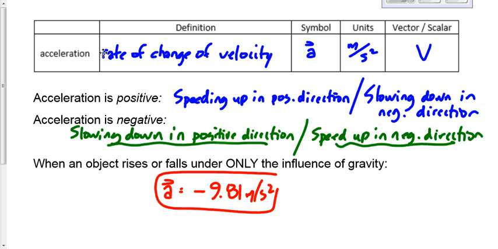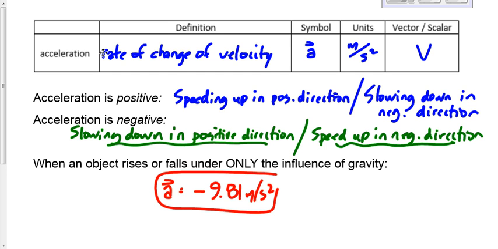Now, realistically, air resistance plays a factor, right? When we're on Earth, there's always going to be air resistance. But in the problems that we'll do, air resistance will be small enough that we can avoid counting it. So we're just going to say A is negative 9.81 in most or all of those situations. So we sometimes have a given, negative 9.81.